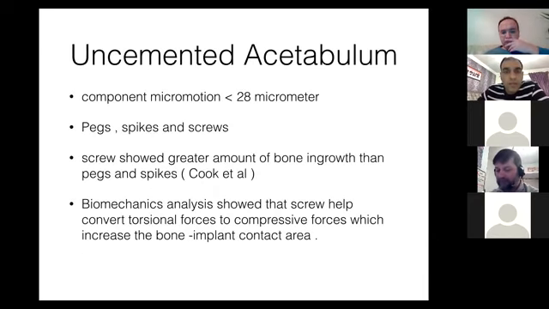Again, micromotion should be less than 28 micrometers. It can be fixed with pegs, spikes, or screws. We use screws quite often these days. It has been shown that screws show a greater amount of bone ingrowth compared to pegs and spikes, and biomechanical analysis shows that screws help convert torsion forces to compression forces, which increases the bone implant contact area.